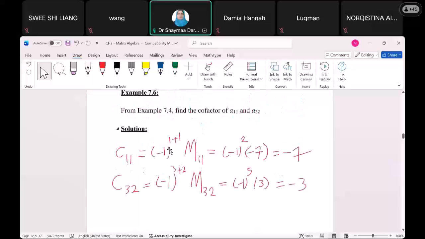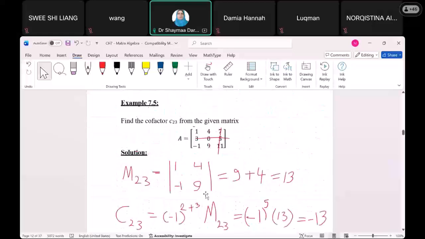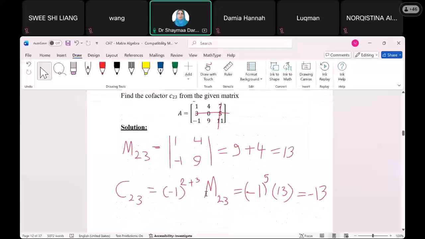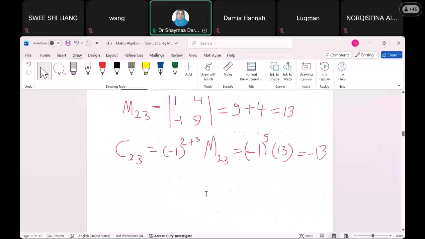The cofactor is equal to the minor multiplied by negative 1 to the power. This power is the addition of these two numbers, 1 plus 1. If the addition is even, it will cancel the negative. If the addition is odd, you still have the negative. You need to multiply the minor by negative 1. This is how to find the cofactor.